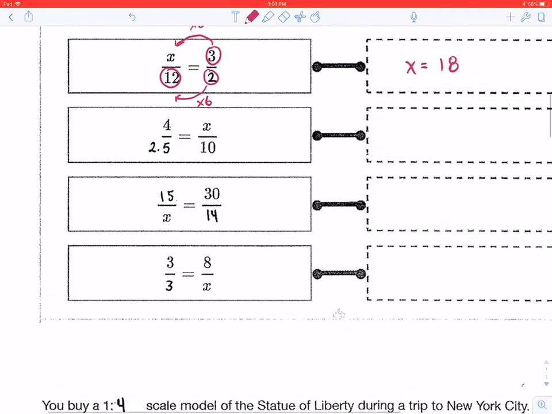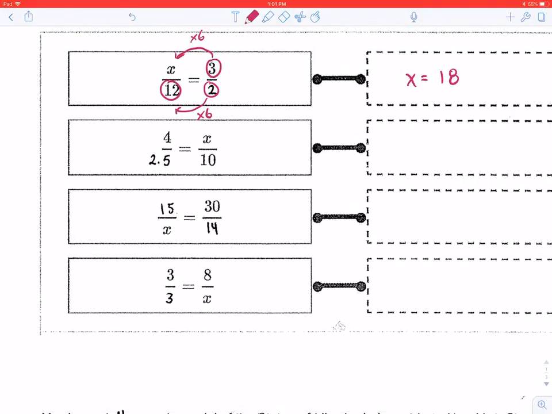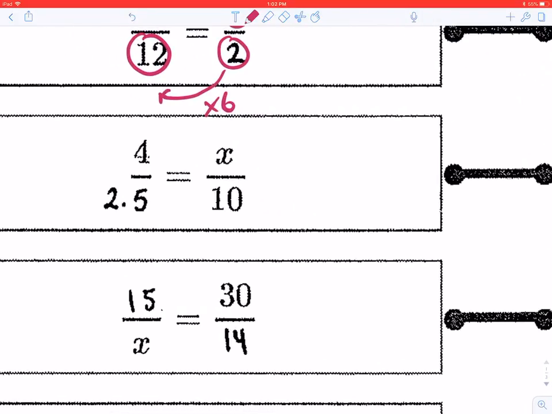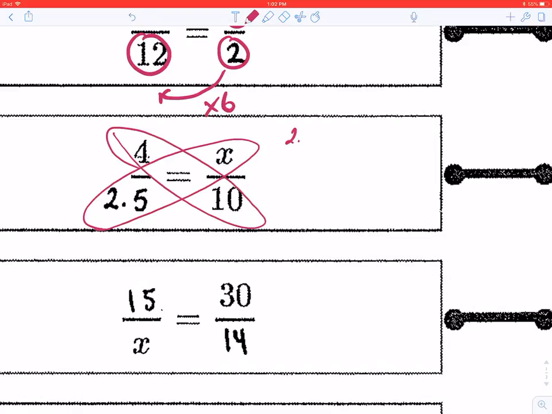The next one you might be able to do mentally if you recognize that 2.5 multiplied by 4 will get you to 10. If you don't recognize that right away, you can solve it out by doing the cross products and solving for x. So 2.5 times x would be 2.5x. Set that equal to 10 times 4, which is 40. And then to solve for x, you're going to have to get rid of that 2.5. It's being multiplied by x, so you're going to do the opposite, which is to divide by 2.5.